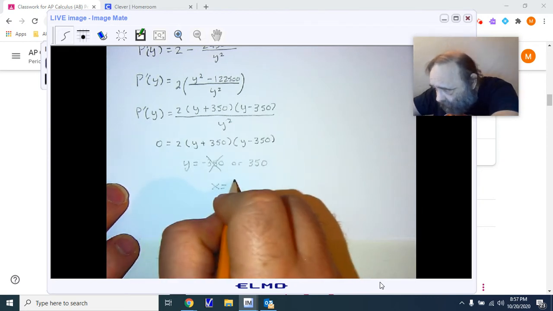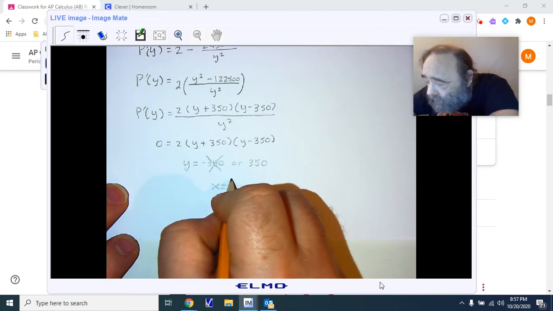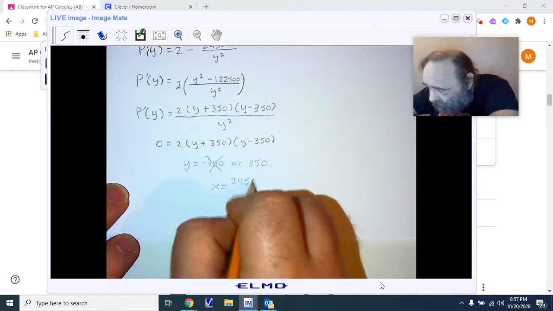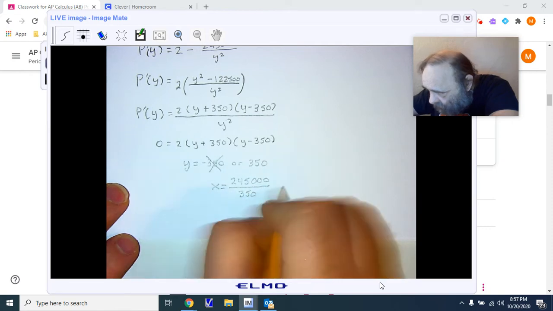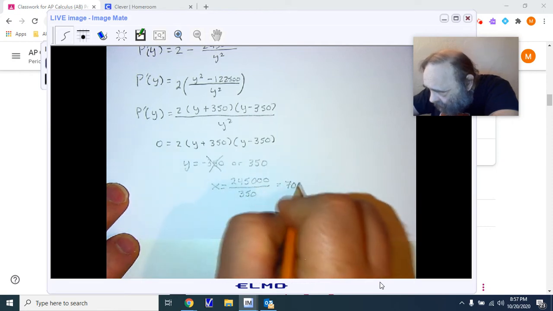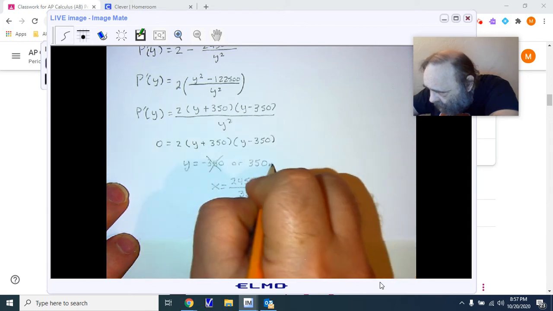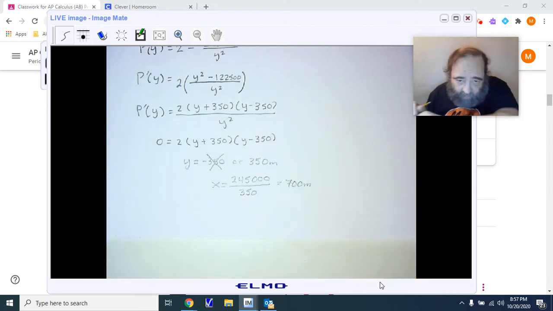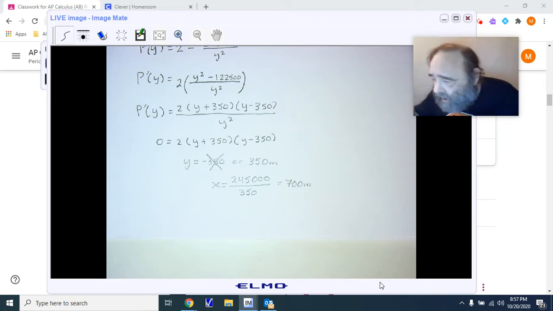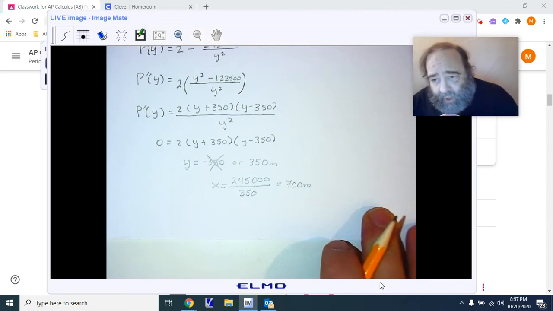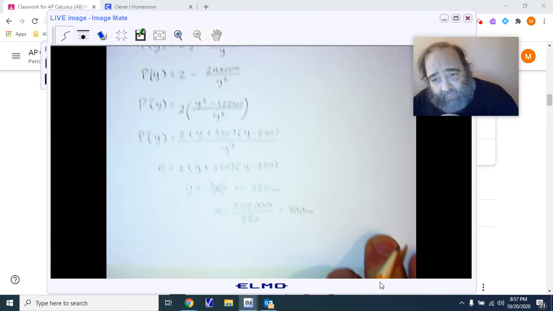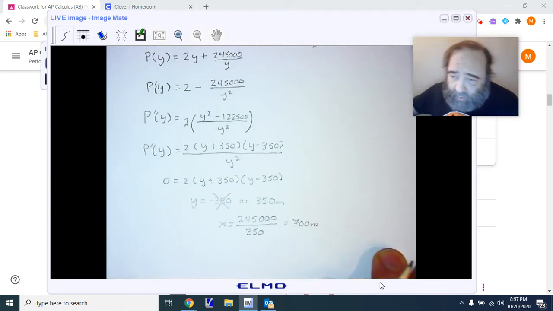And we know what x is. X happens to be the 245,000 divided by 350, and we get 700. Now I'm going to attach my units, and I would also give my sentence answer that the pasture is enclosed by dimensions of 350 meters by 700 meters in order to have the least amount of fencing used to enclose 245,000 square meters.